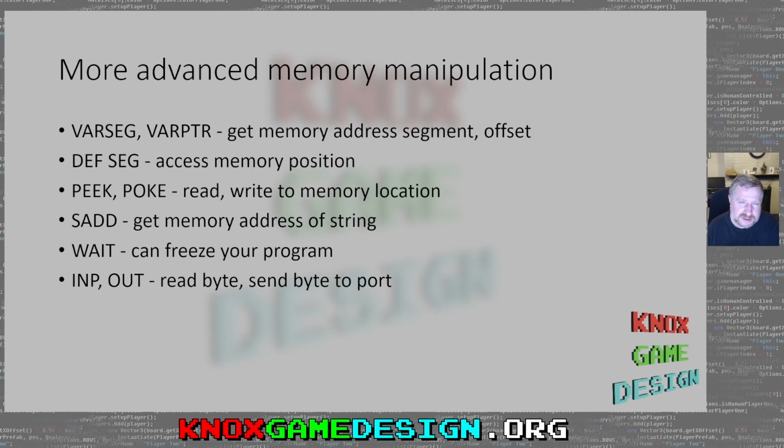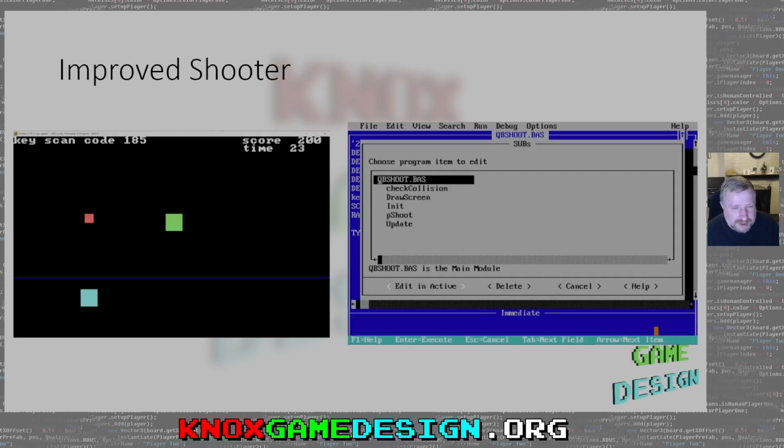So VARSEG and VARPTR, I mentioned a little bit about that, getting the memory address of a string. I've seen DEF SEG quite a bit to access a memory position. PEEK and POKE quite a bit for reading a value out of memory, and POKE is maybe a faster way of changing a memory location right there. Then there's SADD, which is get the memory address of a string. Then there's WAIT, which can possibly freeze your program if you need to wait. And then you've got, as I mentioned earlier, INP and OUT.